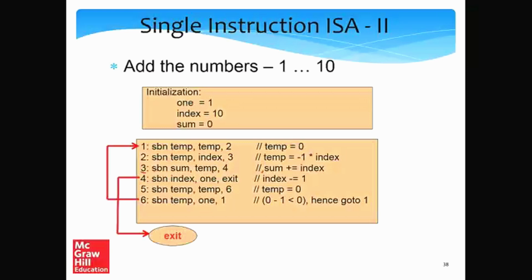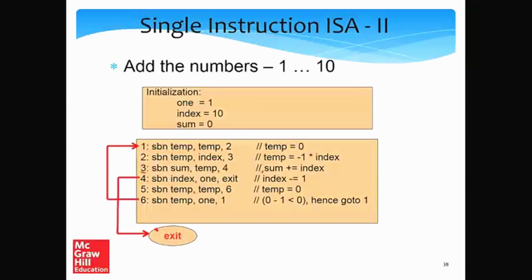Then we subtract 1 from the index. So we're essentially adding sum plus equal to 10, then sum plus equal to 9, sum plus equal to 8, and in that fashion. We subtract 1 from index, and if we see that it has become negative, it means it is time to get out of the loop. So we just jump and we come here to the exit point.